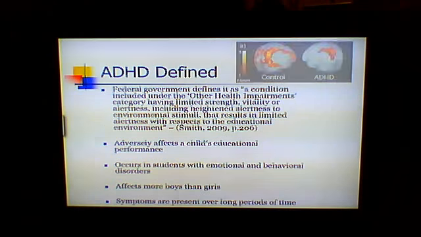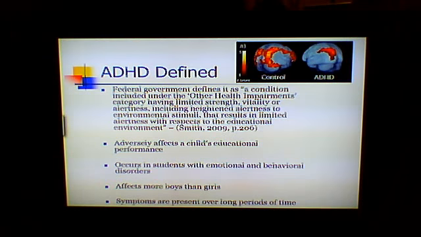The picture shows that children with ADHD have less activity in their brain areas while performing attention-demanding problem solving skills.